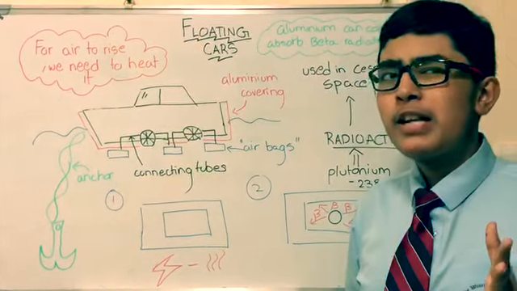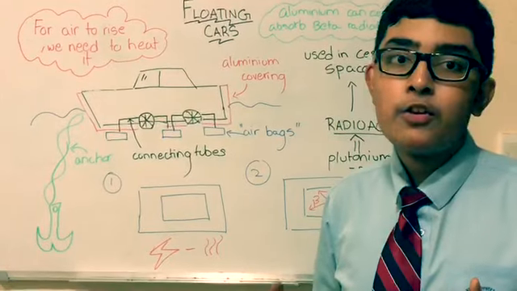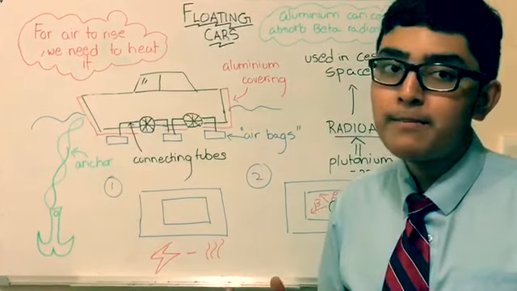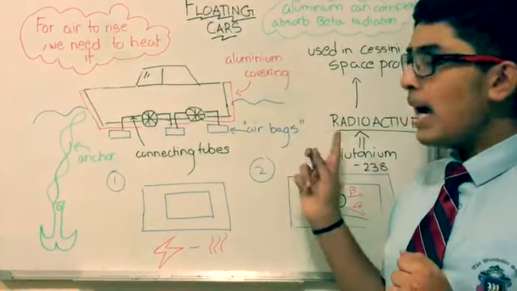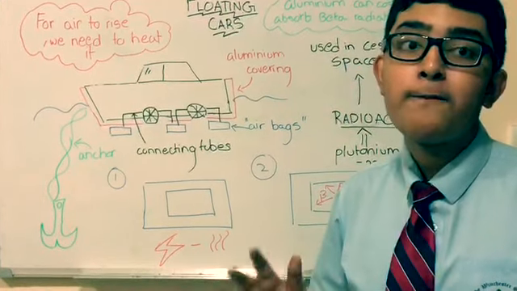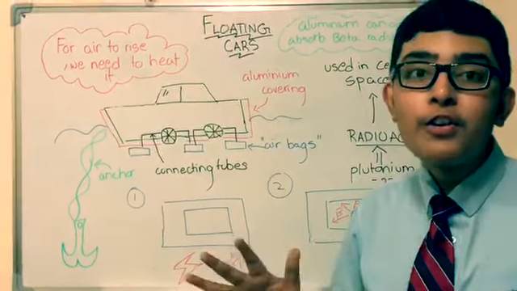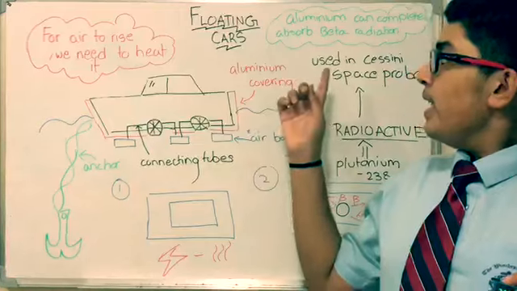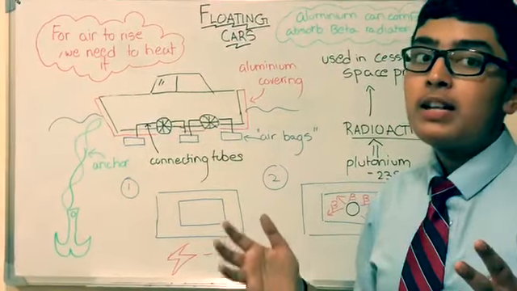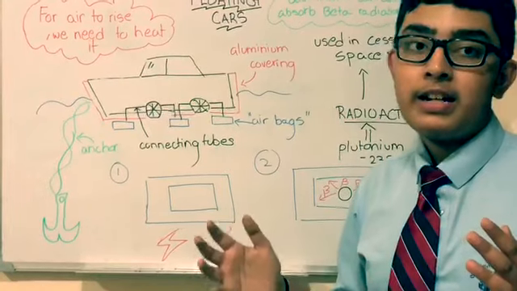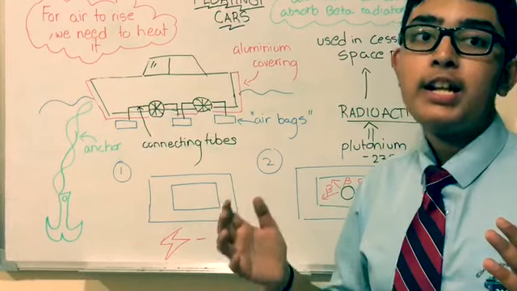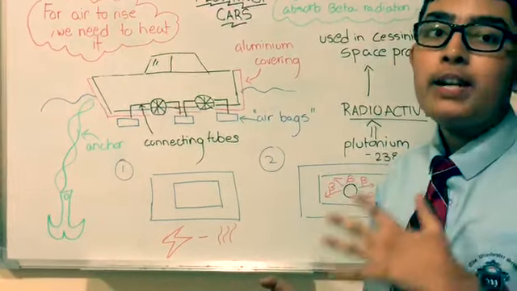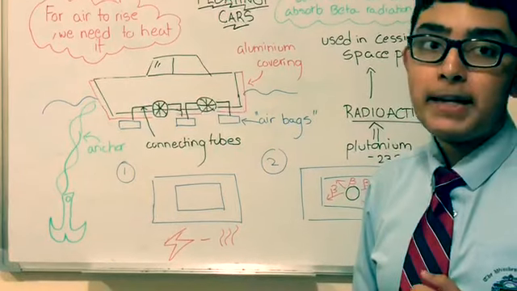But you might be wondering, how is radioactivity going to be safe for humans? Well, that's where the hero of the day, aluminium, comes to save us. Aluminium is a great absorber of beta radiation, meaning that no radiation will escape out of the heater. So, that is why we can safely use plutonium without radiation and radioactive contamination.